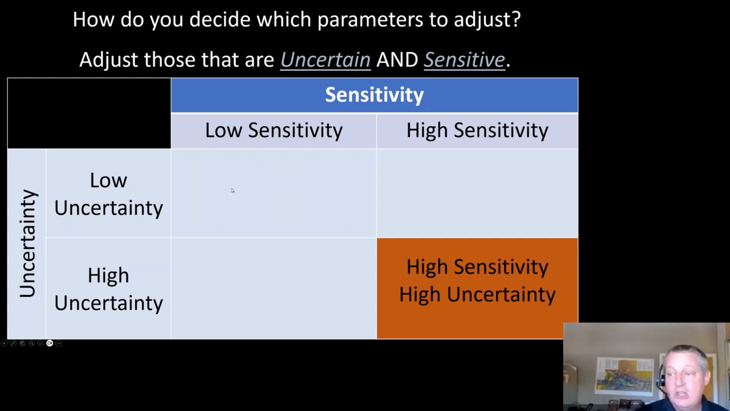And so if it's low sensitivity and low uncertainty, you just guess and move on because it doesn't matter, right? If it's low sensitivity but high uncertainty, you just guess and move on because sure, you don't know anything about it, but it doesn't matter. If it's high sensitivity but low uncertainty, you set it to whatever the measurement is and you move on. That parameter is sensitive, but you constrained it. It's just this zone where the model is sensitive to it and you don't know it that you want to change.